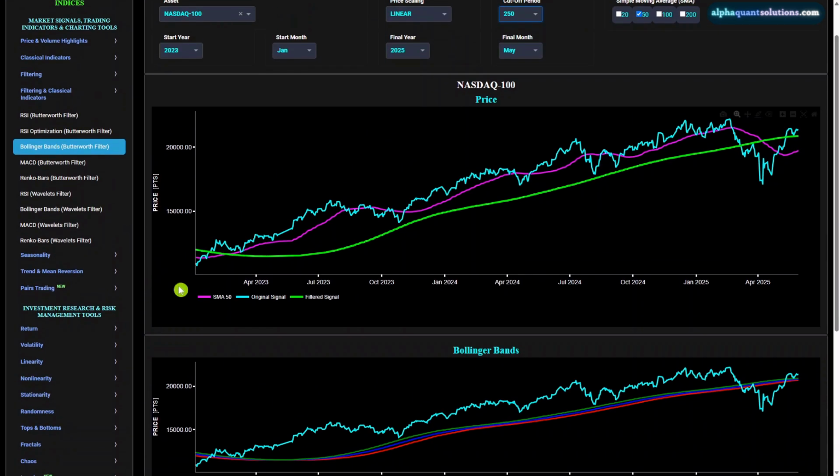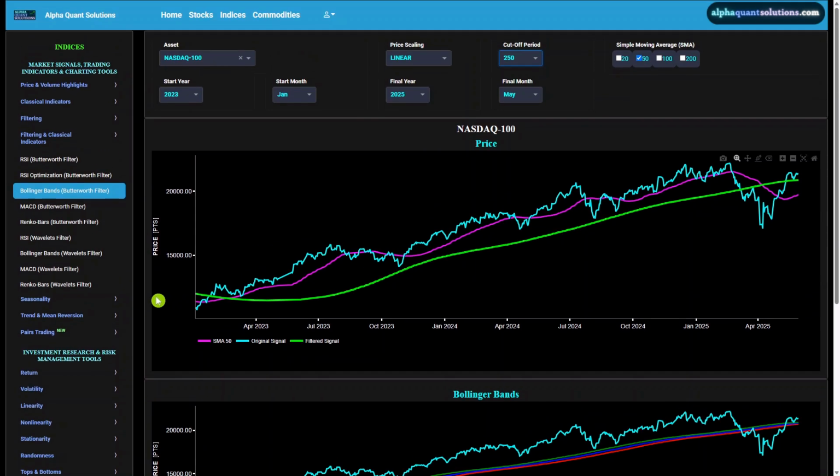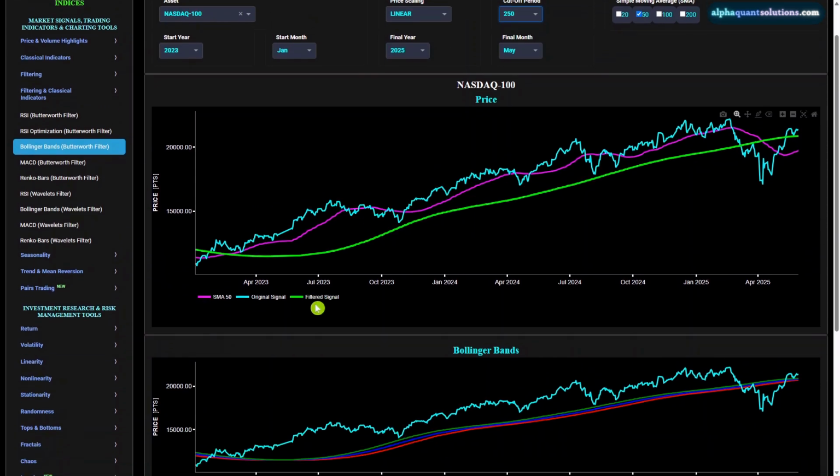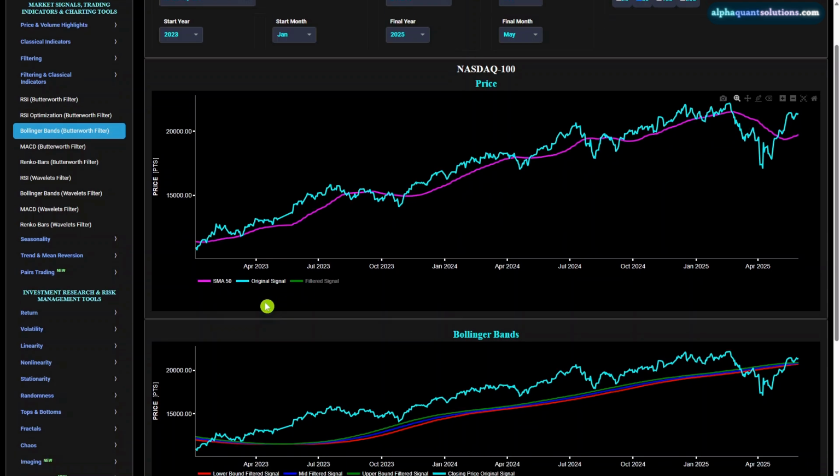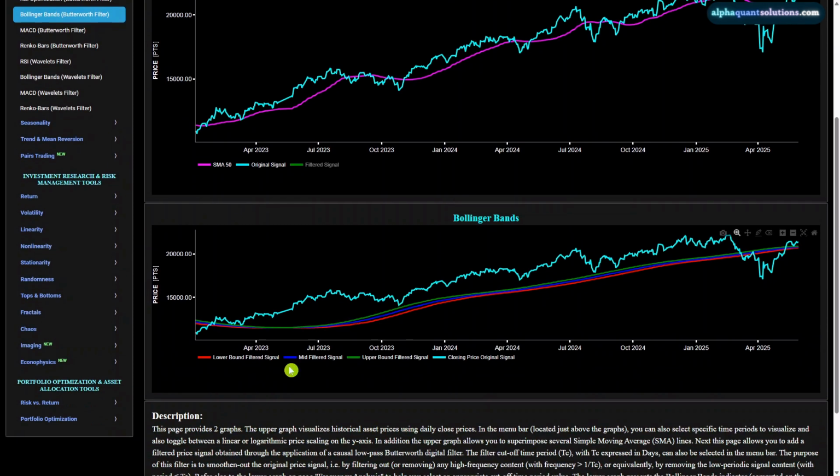Now, let us only keep the signals that we will need for our algorithmic trading. From the top graph, we will remove the filtered signal. We only keep the SMA 50 and the original unfiltered one in blue. And from the bottom graph, we'll remove the mid boundary signal and the upper boundary. We'll only keep the red one, the lower boundary, and the light blue one, the unfiltered signal.